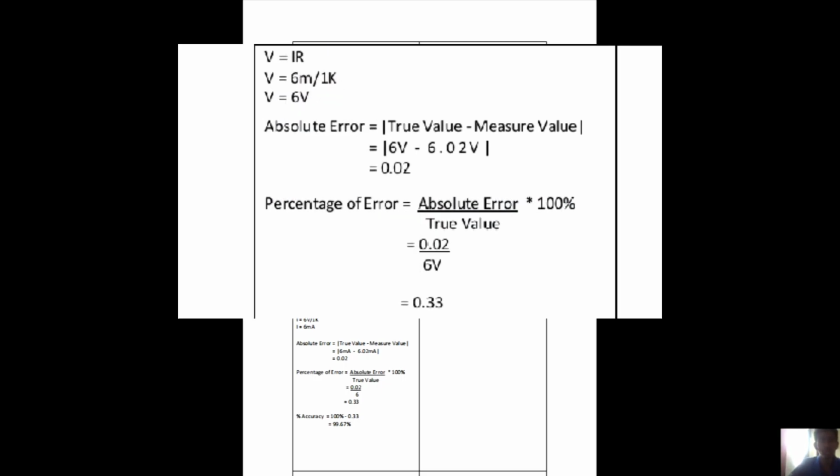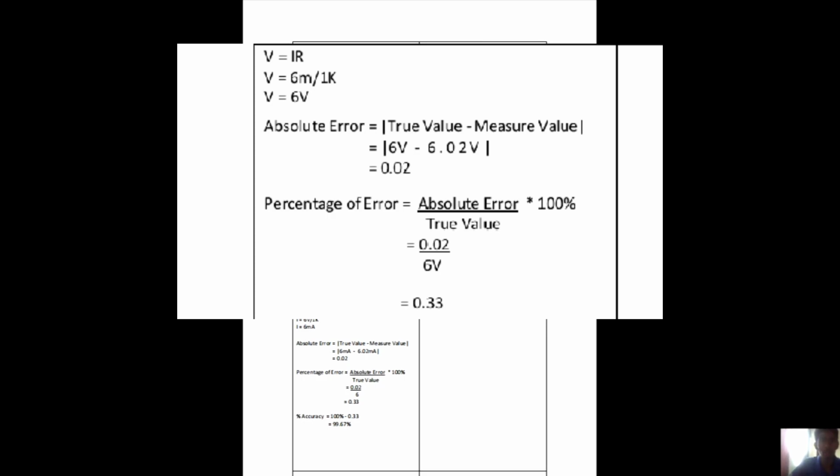Today I want to explain and discuss our calculation for the multimeter measurements that we took in the lab. To calculate the value, we use the basic formula V equals I times R. For I we get 6 milliampere times 1 kilo ohm, so the voltage is 6 volts.